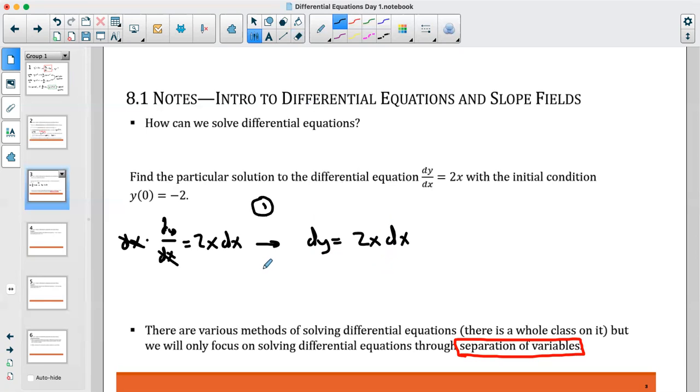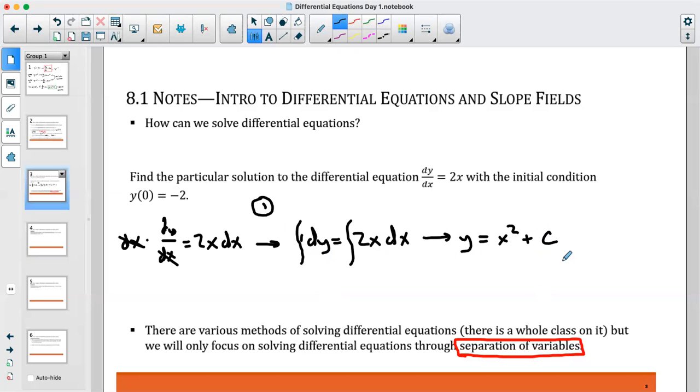I know you guys like steps. And then the next step is going to be to take integrals on both sides. So I'm going to do an integral here and an integral here. And the integral of dy, it's like the integral of 1 dy. The integral of just dy is just y. And the antiderivative of 2x, we know, is x squared plus c. X squared plus some constant.